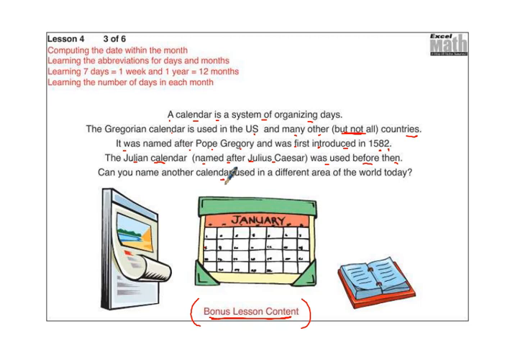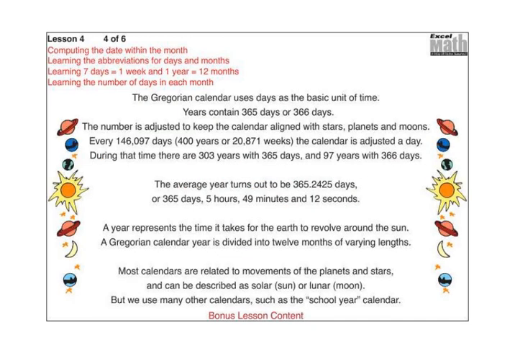Can you name another calendar used in a different area of the world today? Do you guys know any other calendars? All right, the Gregorian calendar uses days as the basic unit of time. Years contain 365 days or 366 days.